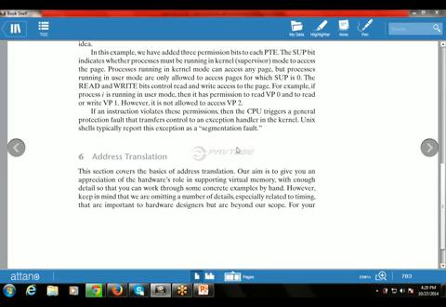This section covers the basics of address translation. Our aim is to give you an appreciation of the hardware role in supporting virtual memory, that is how hardware is supporting virtual memory. That is done by address translation. Suppose I have written one algorithm or example in a different process. After some time, if I wish to change the address, that can be done by address translation, so that the location of the object can be changed from one place to another.